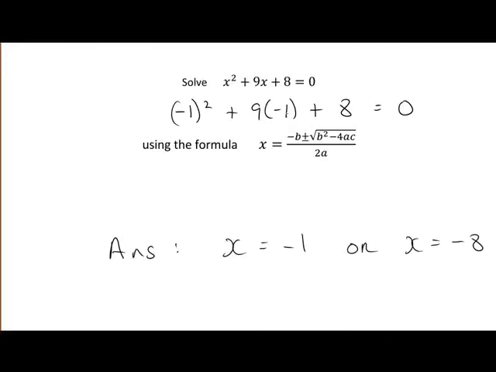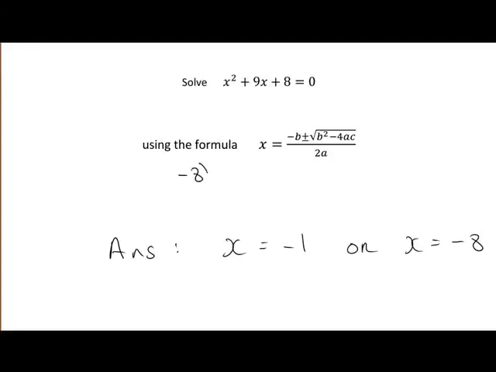9 by minus 1 is minus 9. So what we'll have is 1 minus 9 plus 8 equal to 0. 1 minus 9 is minus 8. Minus 8 plus 8 is equal to 0. So the equation balances, so we know minus 1 is correct. Next we'll check to see if minus 8 is correct. So again, we just sub minus 8 instead of x in our equation.